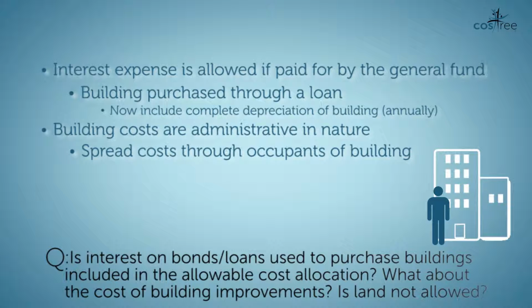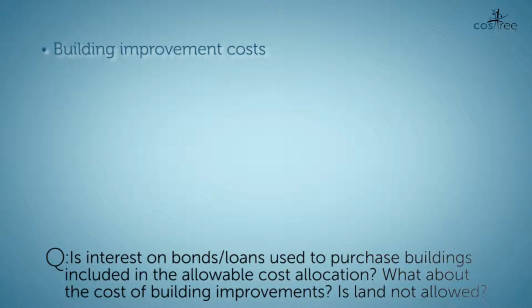The people, whoever sits in it, are the ones that are going to grab that cost and pay for it. You can also, when they're doing it on a loan, there's attorney's fees for contracts that can also be included in the administrative costs. And then this whole building improvements, yes.